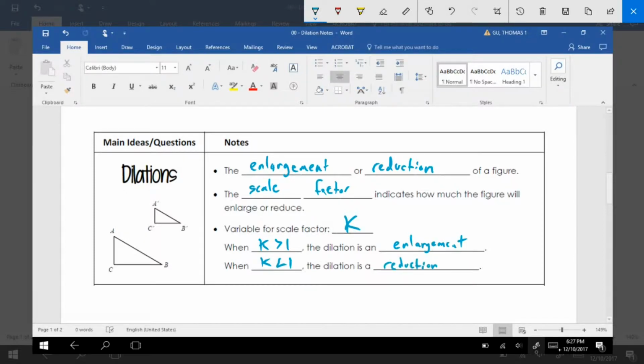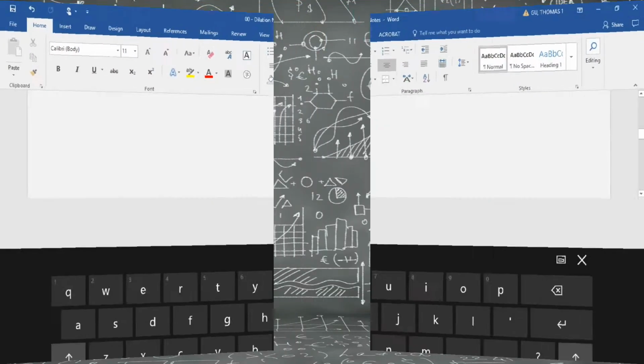So take a look at this diagram over here. Remember, the original is always just the normal letters A, B, C, and then your image is going to be with the primes: A prime, B prime, C prime. Now look at that picture. From the original, would you say it's an enlargement or a reduction? It got smaller, therefore it is a reduction. Isn't that wild? All right, so let's go down to some examples with Blackboard Guy.